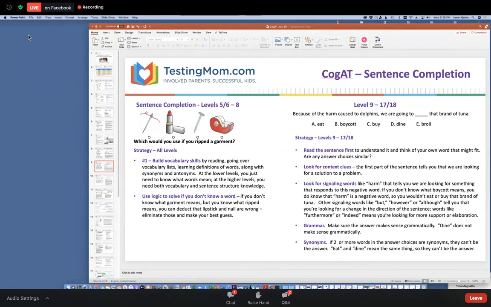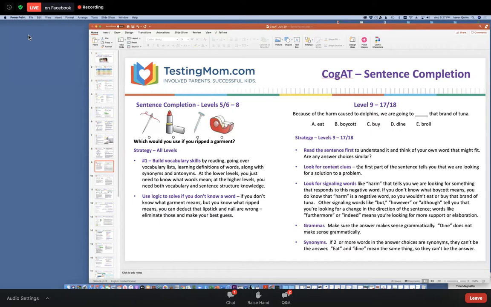Other kinds of signaling words to look for on these are words like but or however or although, because if the sentence has that in it, that means there's going to be a change of direction. If the sentence has words like furthermore or indeed, then remember you're going to be looking for more support or elaboration. So you've got to practice them and you'll see what I'm talking about.